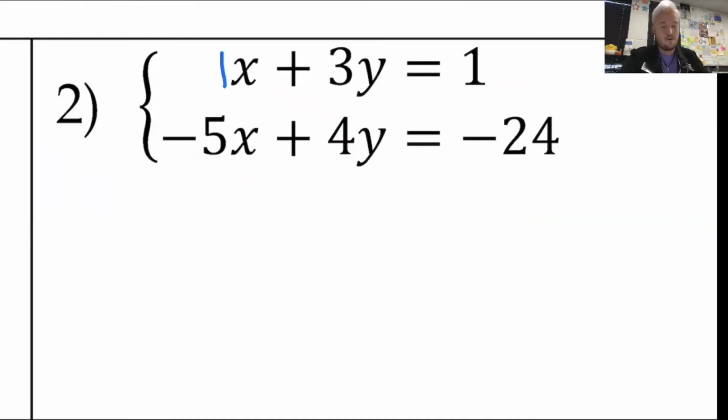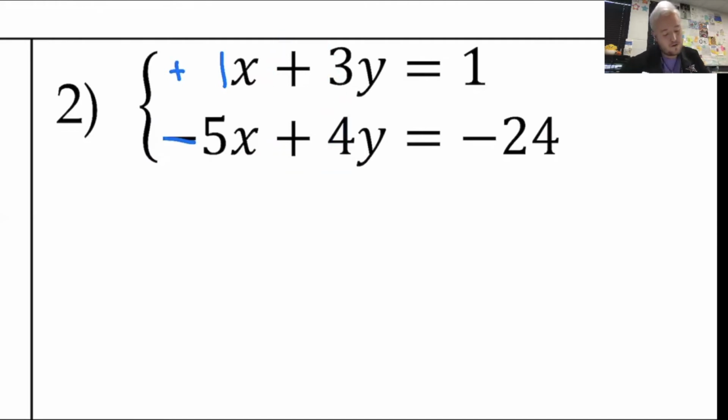I have a coefficient of 1. I can easily multiply and make those a zero pair. So what that means is they're already opposite signs. You need to look for opposite signs. If you see the same signs, it's not going to be ideal.